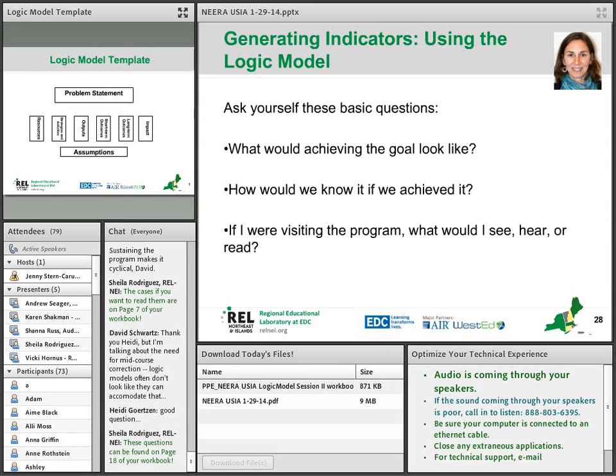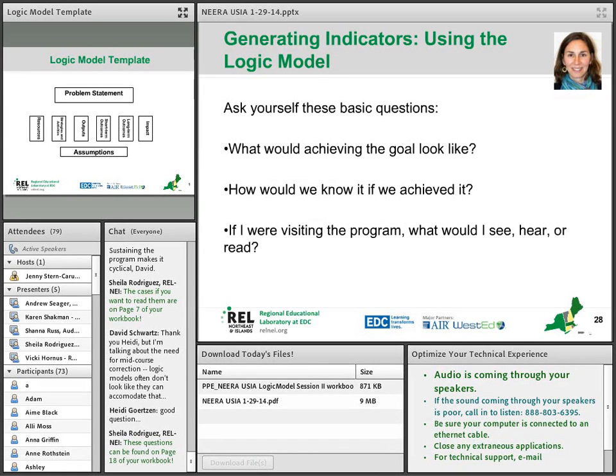Now finally, think about your program or policy. If you were to walk in on it in action, what would you see? What would you hear? What might you read? If you walked in on a teacher evaluation meeting between a teacher and a supervisor, what would you expect to see, hear, or read that would be an indicator to you that your program is being successful?